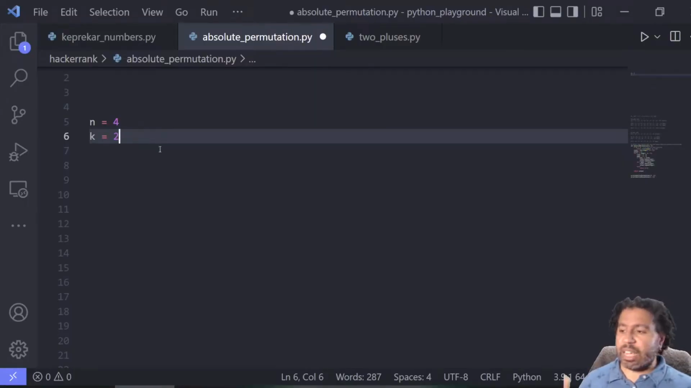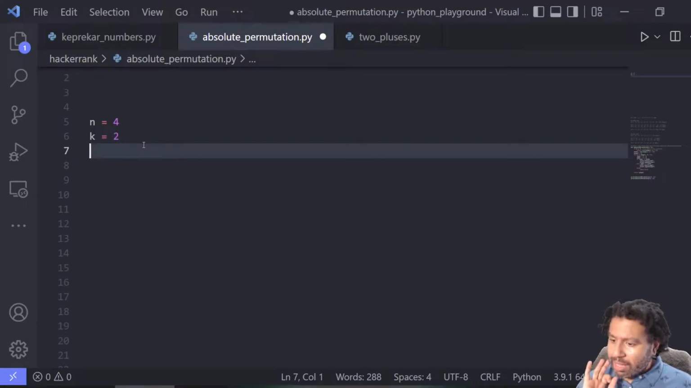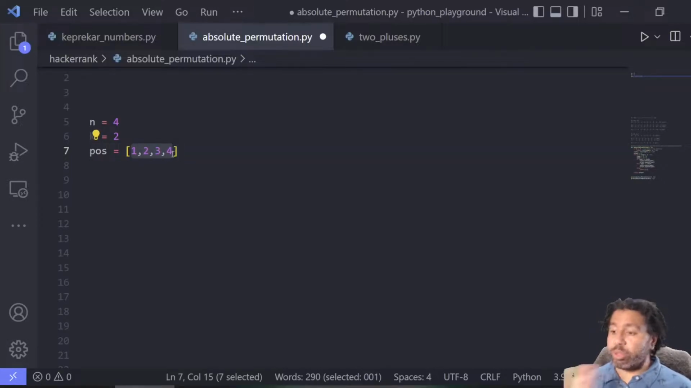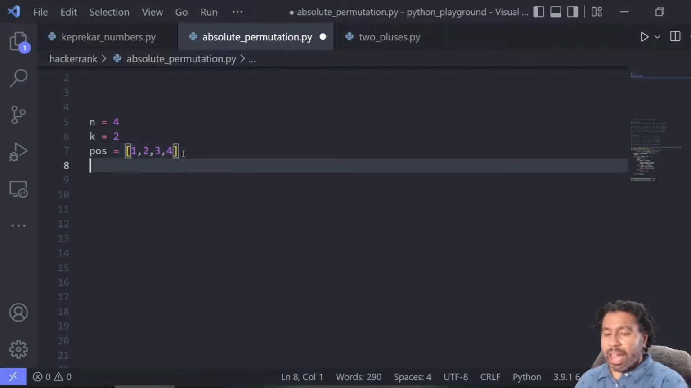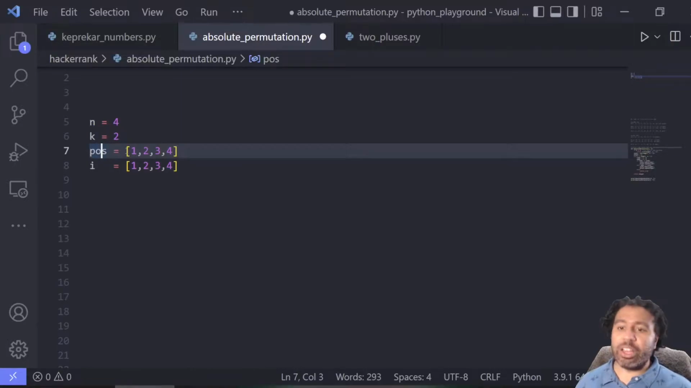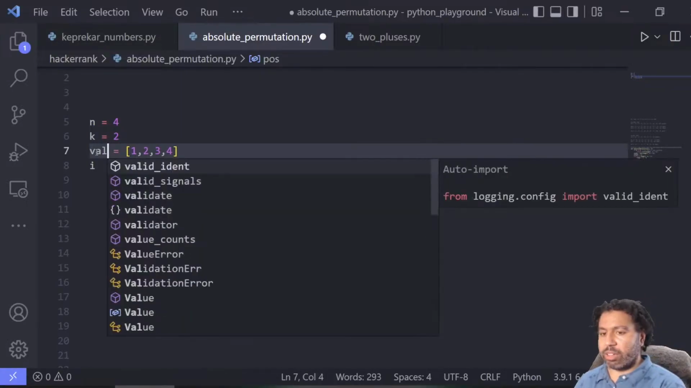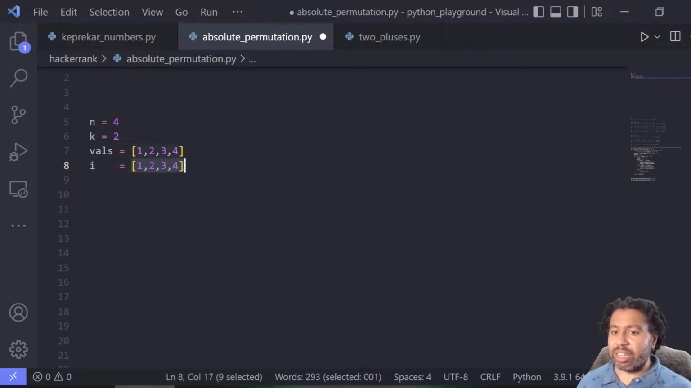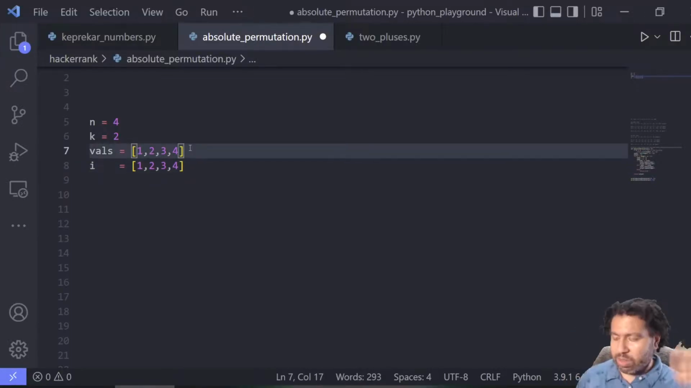So what the problem is saying is if you're given an n of 4 and a k of 2, you're establishing that there is an array of 1, 2, 3, 4. There are these numbers that are supposed to be within an array, and these are associated with an index that also is one base indexing. So here on the top, I have the values. I'm actually going to rename this to vals, because that's actually the values, and these are the indices. So right now the indices and the values are basically the same representation. But we're given a k of 2.